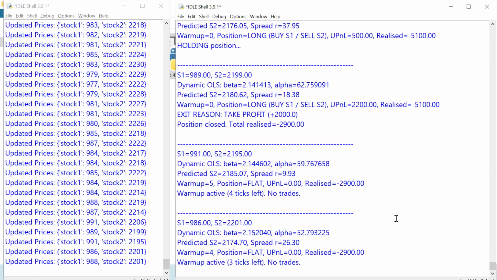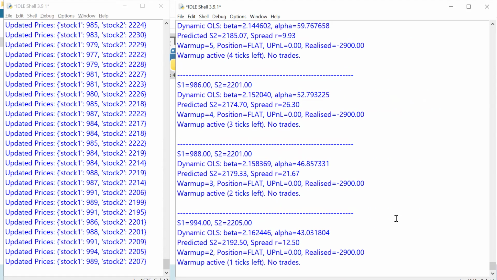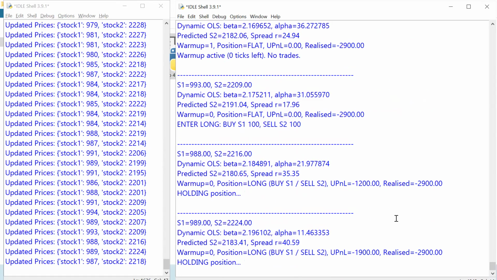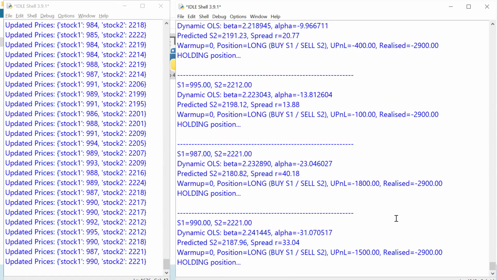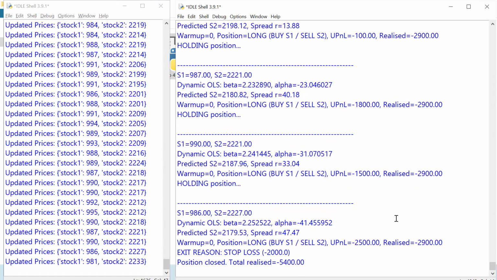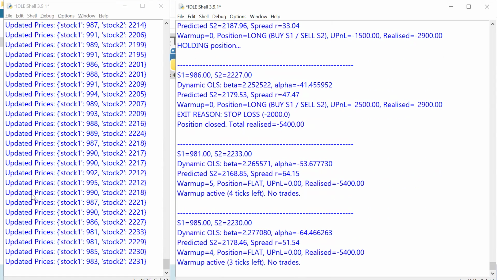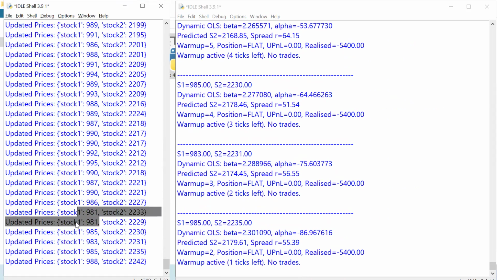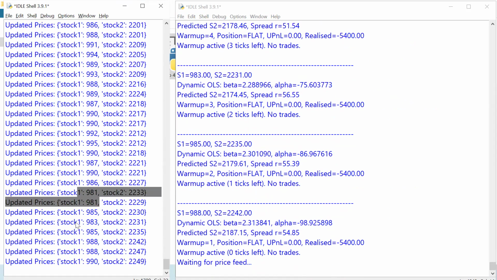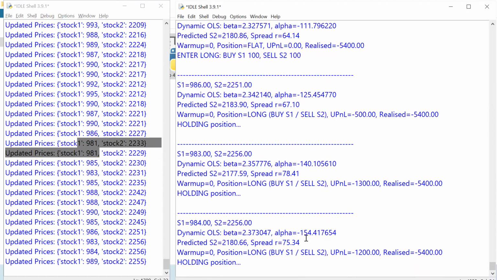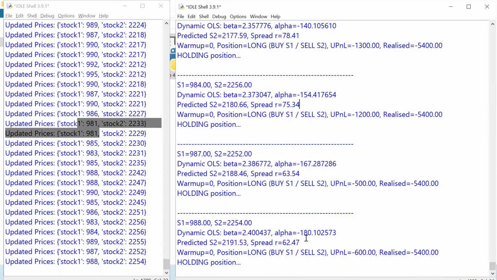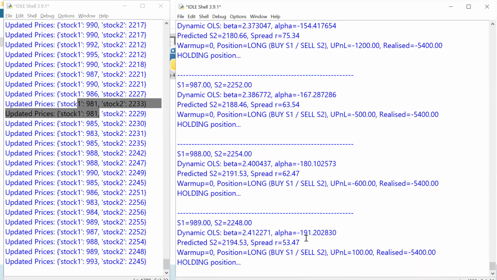Good. The spread is now very narrow, but still we will buy S1. The spread is narrow. S1 is in buy mode, S2 sell mode. Okay, we got the loss because S1 has fallen like anything. The spread is still positive. So it says when the spread is positive, okay, buy S1 and sell S2.